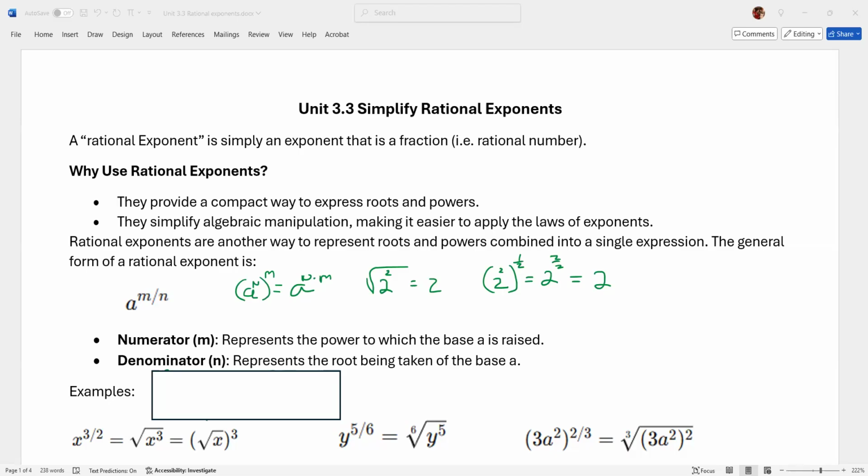Okay, we're going to go ahead and do rational exponents, unit 3.3. Again, rational is just fractions, and of course, exponents, we know what those are. So a couple exponent rules to review.